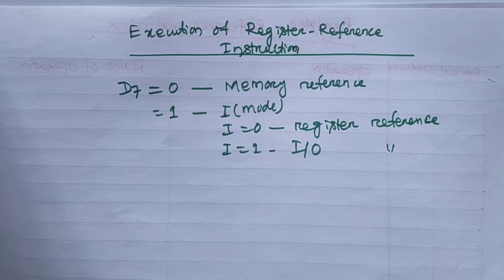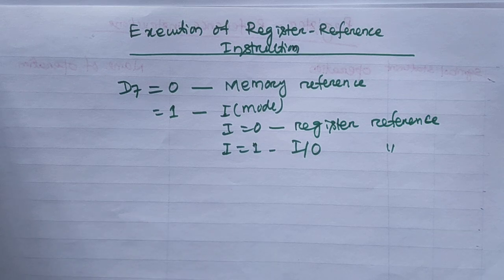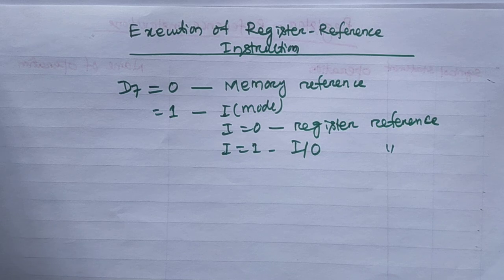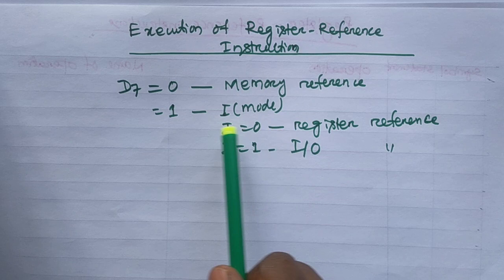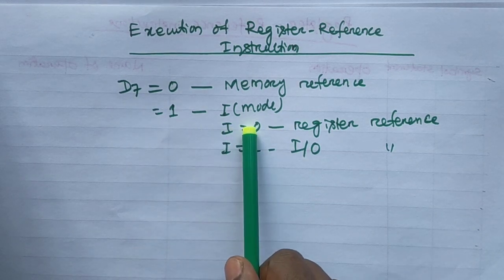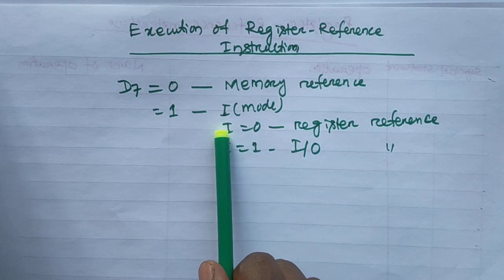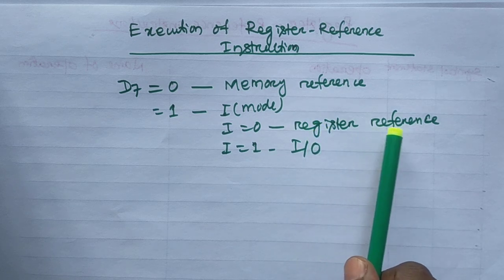But for execution, what kind of statements are defined for register reference, what is the process, and what is the format to define a register reference instruction? I will give some basic instructions, then we can find out how it is designed. A register reference is defined through D7 as well as the I mode. Whenever I is 0, then it is a register reference.